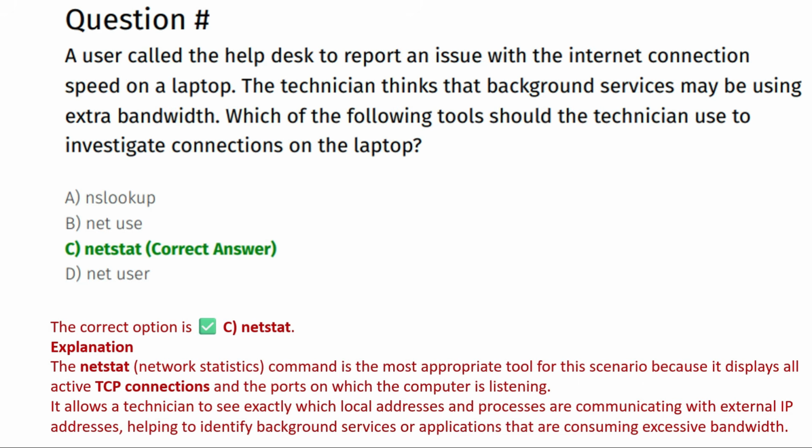So the NETSTAT network statistics command is the most appropriate tool for this scenario because it displays all active TCP connections and the ports on which the computer is listening. It allows a technician to see exactly which local addresses and processes are communicating with external IP addresses, helping to identify background services or applications that are consuming excessive bandwidth. So that's why the correct answer for this question is option C, NETSTAT. So let's move to the next question.